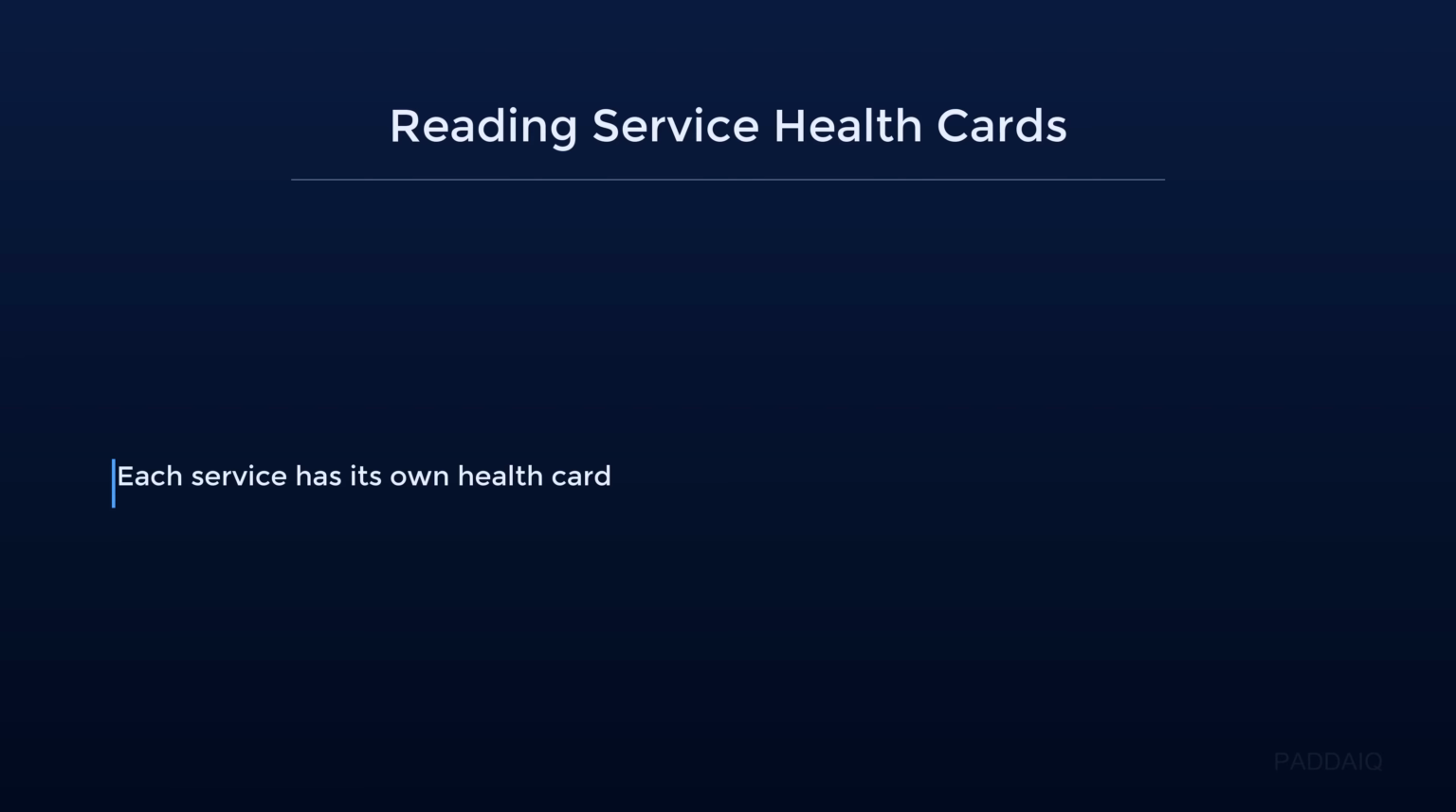Reading service health cards. Each service has its own health card. This means you can check the operational status of each SAP BTP service individually, just like a medical chart shows one person's health. For example, the SAP HANA Cloud Service Health Card tells you if your database is running smoothly. Monitoring these cards helps you quickly identify and address any service issues.